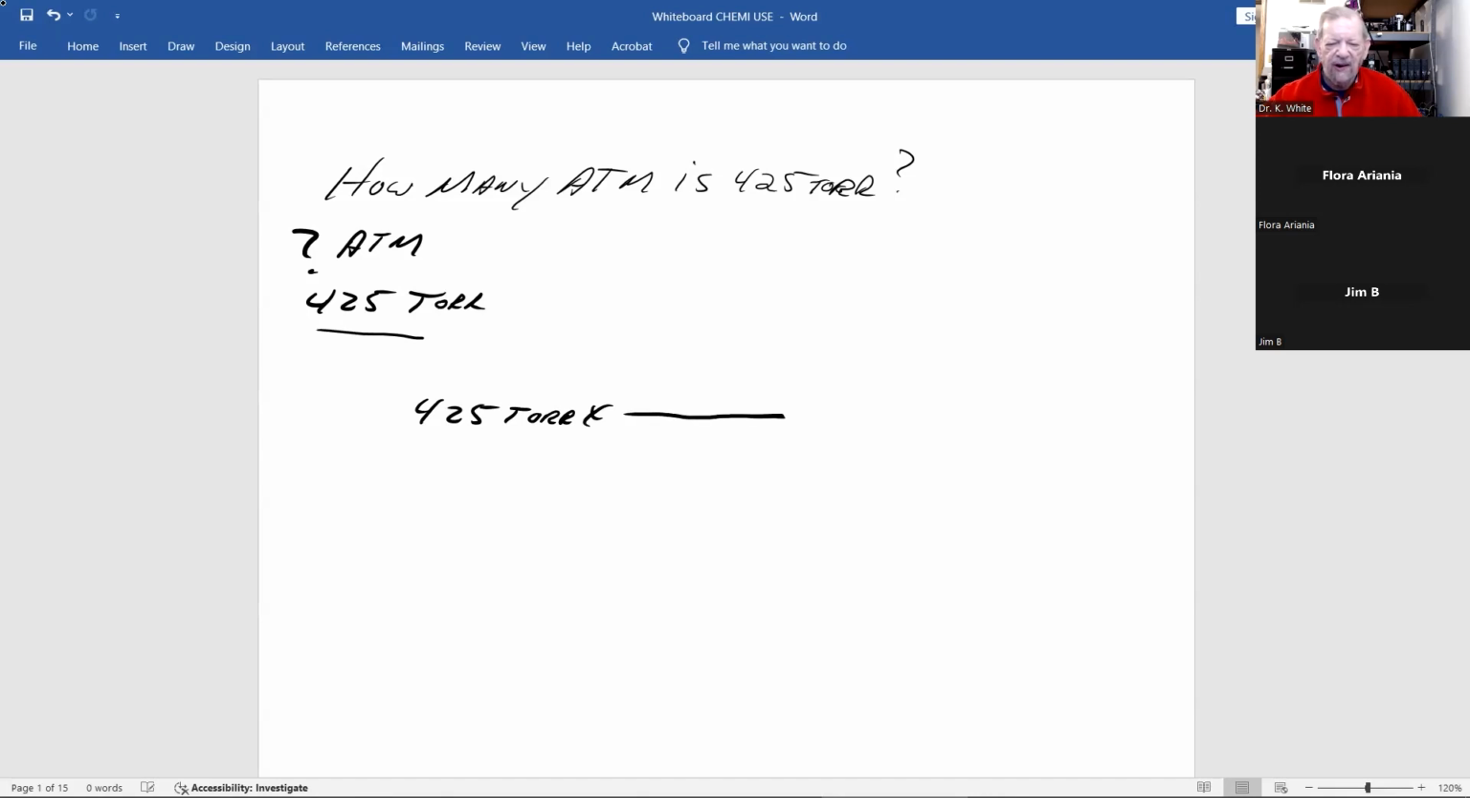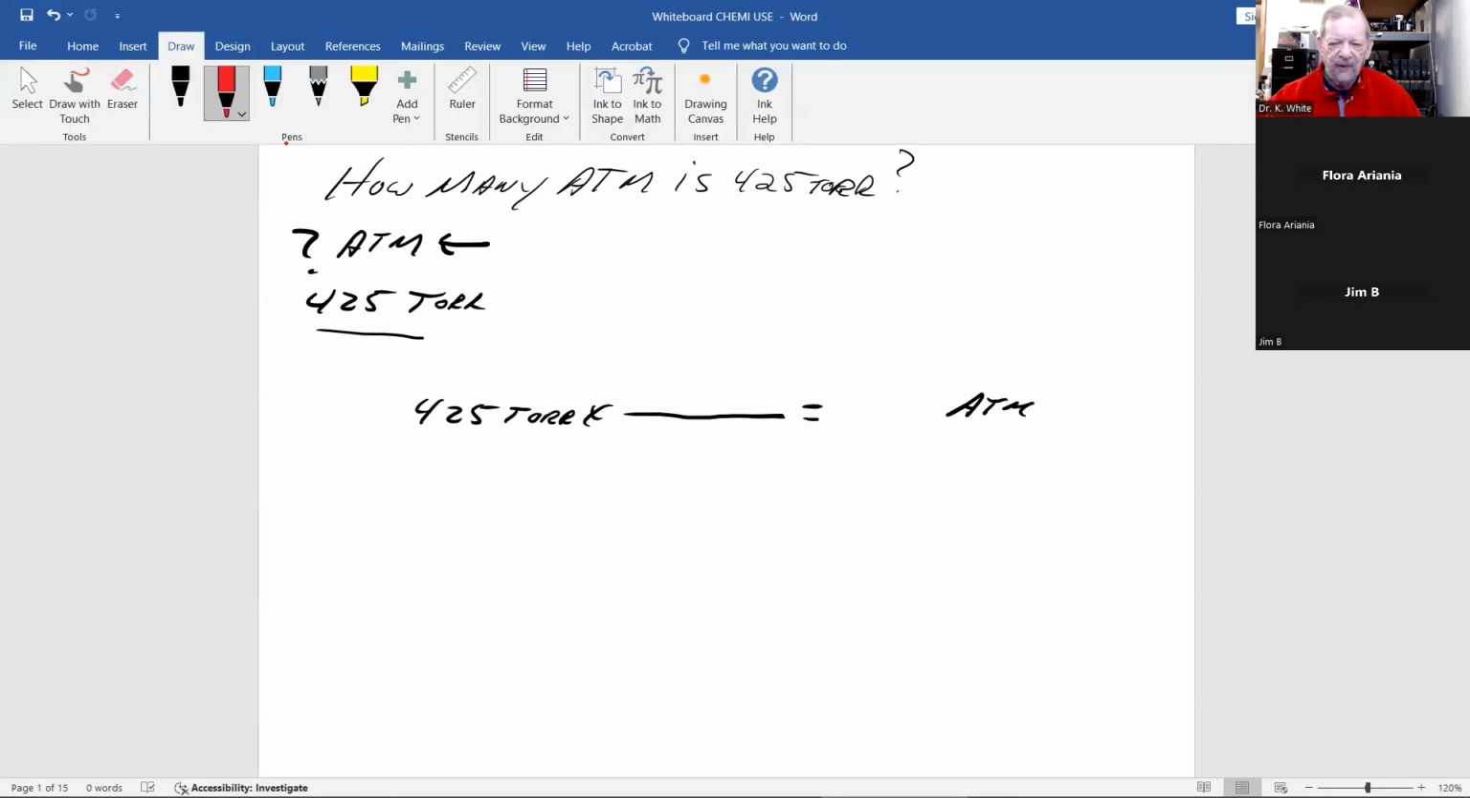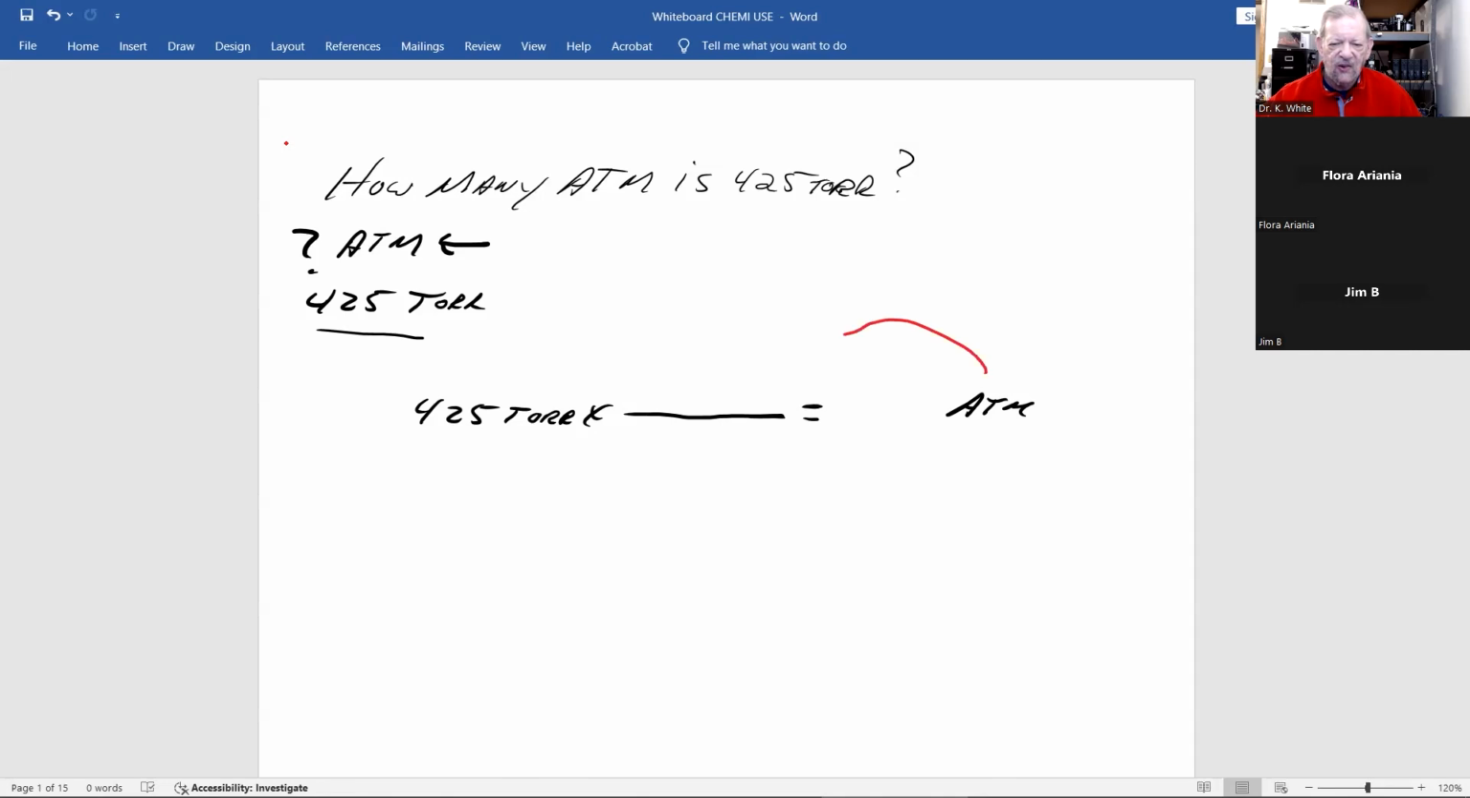And if I had some ratio, what units do I want my answer to be in? Well, we figured that out. ATM. And now it's time to use your good buddy, your good friend, unit analysis. Whatever I'm trying to get to, the units go on top of the ratio. Whatever I'm trying to get rid of, the units go underneath. And now write them in.